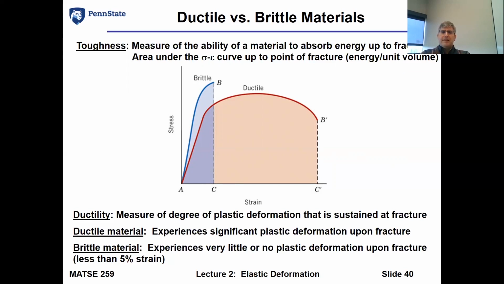We're going to see that we measure toughness, and toughness becomes a very important consideration when we start really looking at how materials fail. So I would recommend that you keep in the back of your mind that toughness is this ability of a material to absorb energy up to fracture. And toughness really becomes the ability of that material to hinder crack propagation.